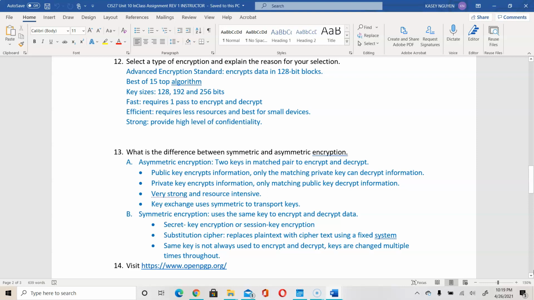Key exchange uses symmetric encryption to transport the key. Symmetric encryption uses the same key to encrypt and decrypt. It's also known as secret key encryption or session key encryption. An example of this would be the Substitution Cipher or Caesar Cipher. It replaces the plain text using a shifted fixed system. The same key is not always used to encrypt and decrypt. Keys can be changed multiple times throughout to elevate the security.